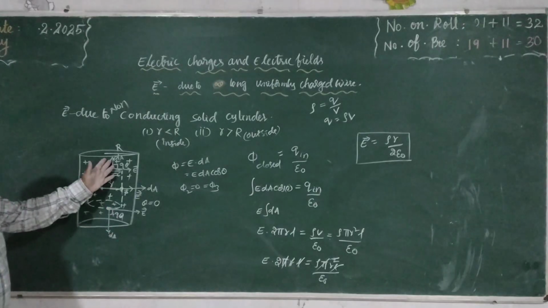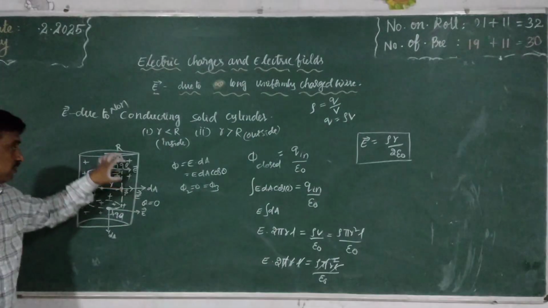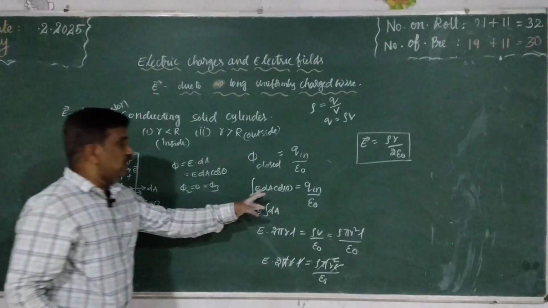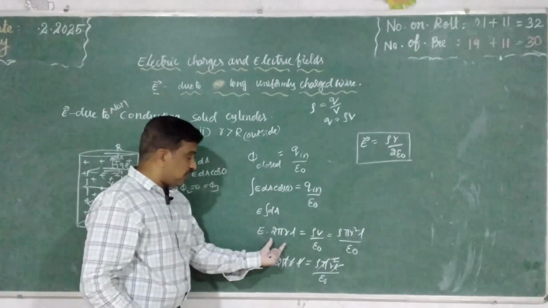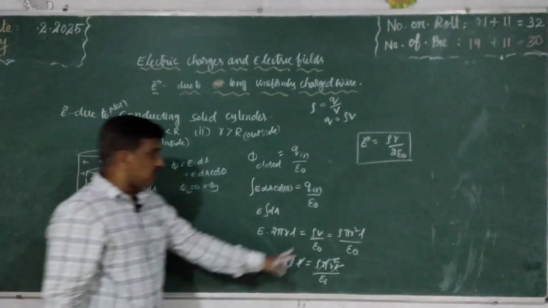Why? Because flux is E dA cos theta, and theta is 90 here. Cos 90 is 0. That's why this side flux is 0, this side flux is 0. Only this surface we can take. See, E dA cos 0, so E is constant. Integral dA, where dA is the surface area of the cylinder, 2 pi r L. That equals Q inside.